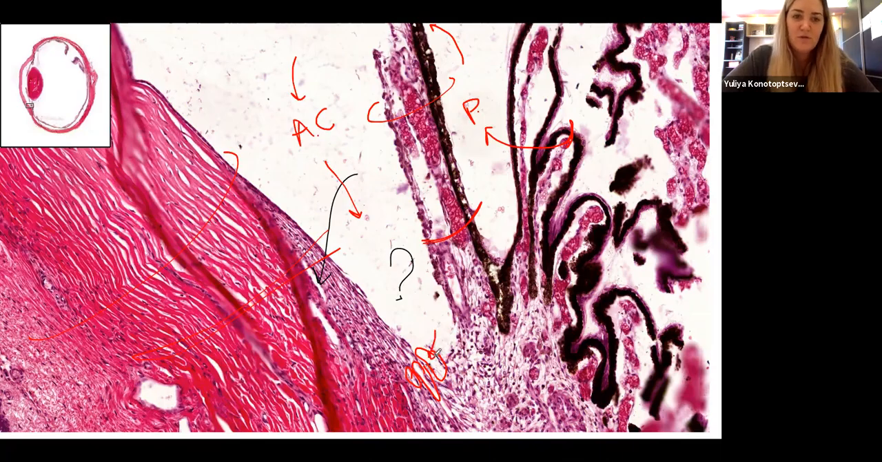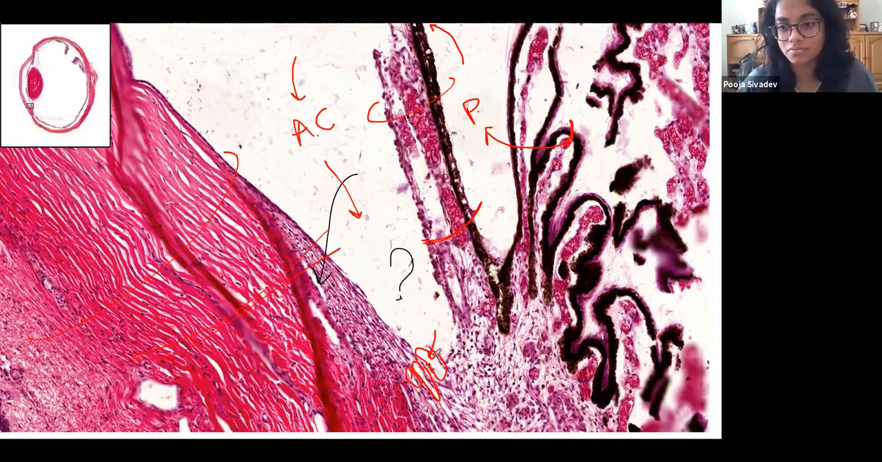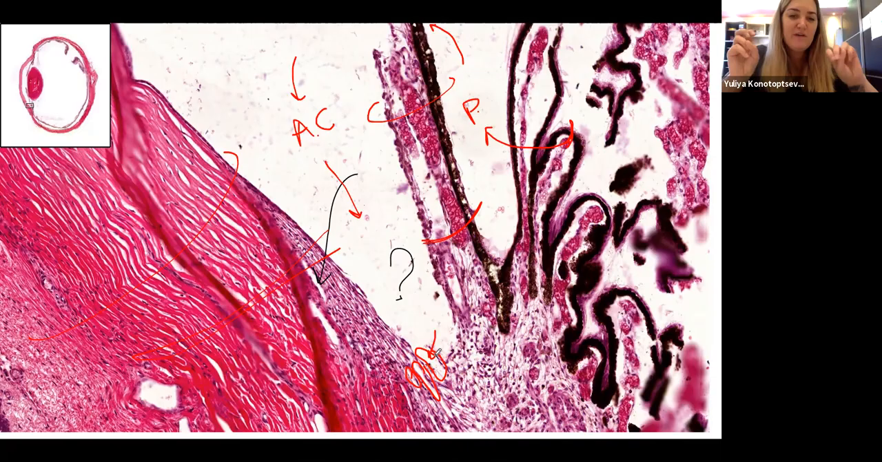From spaces of Fontana, it flows to? Canal of... Before canal of Schlemm, there is endothelial anastomosis. Okay, we cannot really see it. So somewhere here, they always point that maybe these are endothelial anastomosis. But then it goes to the canal of Schlemm. Okay, so these two right here, they are canals of Schlemm. From canals of Schlemm, it flows into the ocular veins.